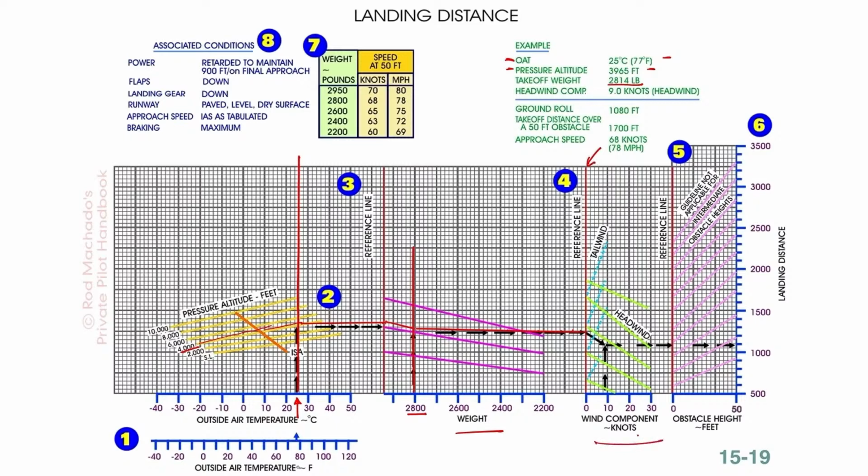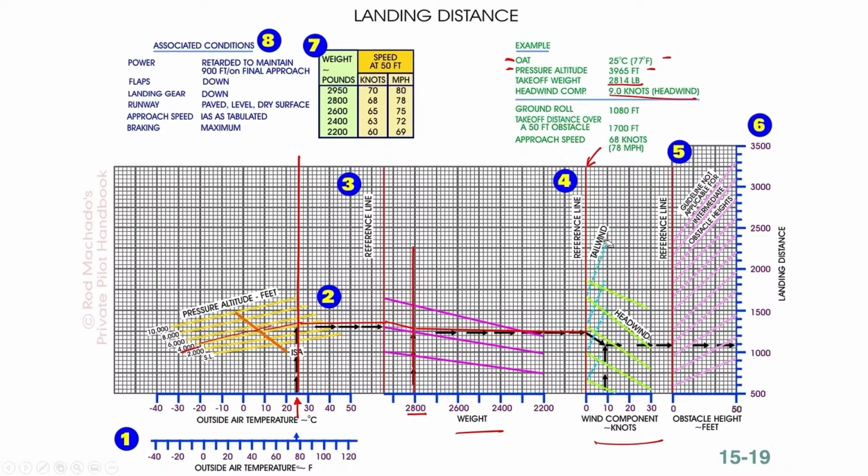And then we have our wind component. If it's a tailwind, we're going to follow that line up. If it's a headwind, they're going to go down. Traditionally, with a headwind, we're going to actually use less runway, and with a tailwind, we're going to use more runway. In this case, we have a headwind of 9 knots.